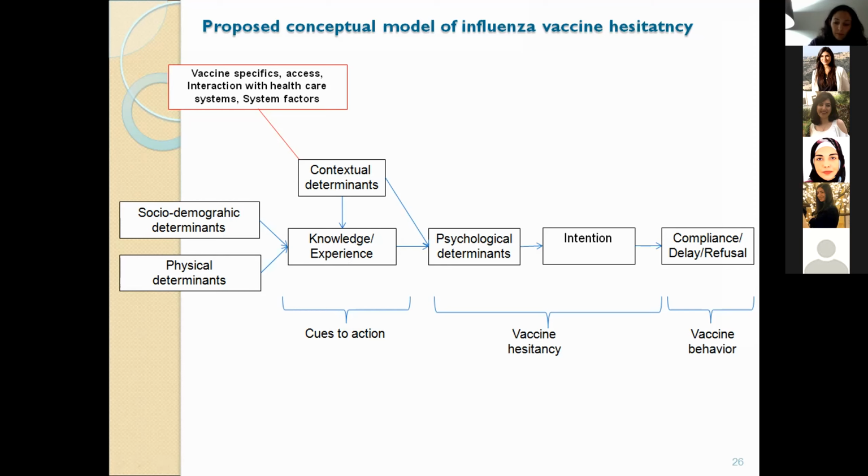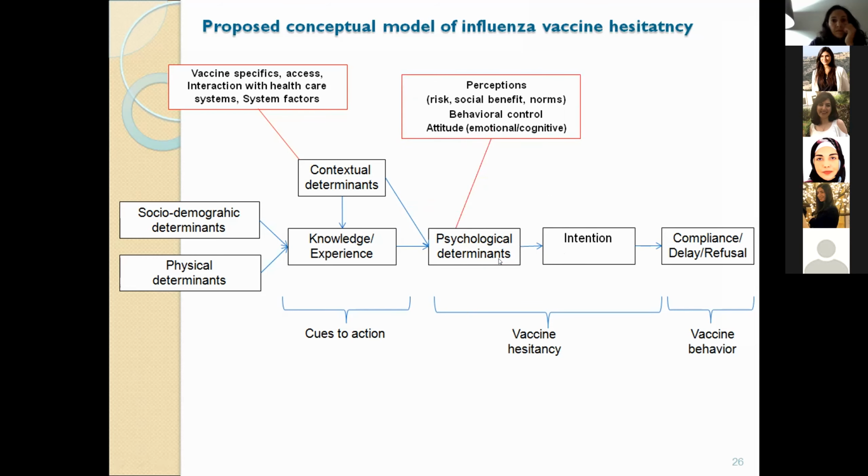So I consider knowledge and experience, which is based on all these three determinants, as the cues to action. So once you revise your knowledge, okay, I know about influenza vaccine, I know I should take it, I know its indications. And once you remember, for example, in your past experience that, okay, I took the influenza vaccine last year, you go on and move into a series of psychological determinants.